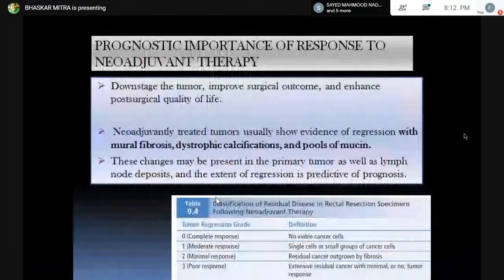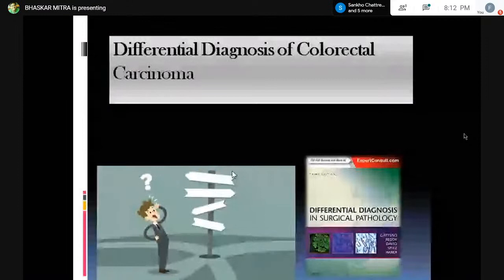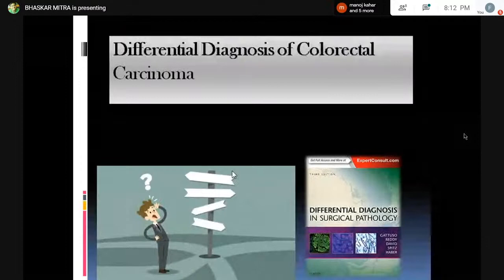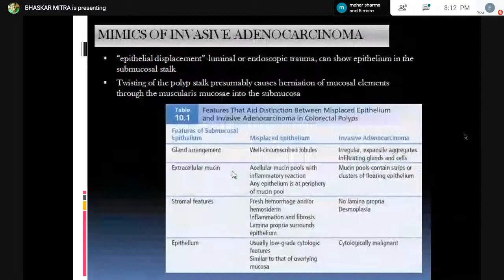Now, coming to the most interesting part, the differential diagnosis of colorectal cancers. What we have seen is the adenocarcinomas in the colon. Now, what are the differentials? First of all, are we calling a benign lesion or some other pathology an invasive adenocarcinoma? Third, is another carcinoma being called a GI primary adenocarcinoma? So I will divide this, first, the mimics of invasive adenocarcinoma.